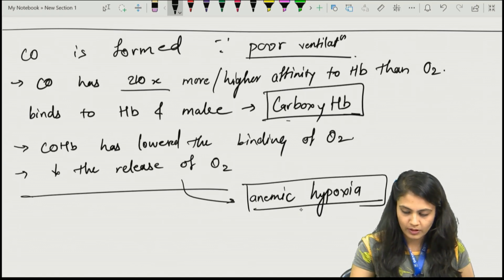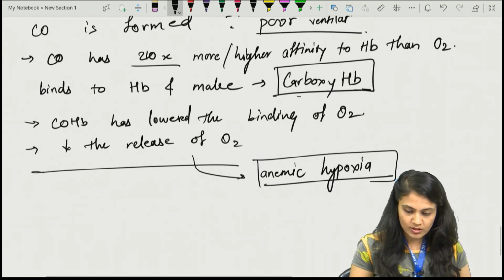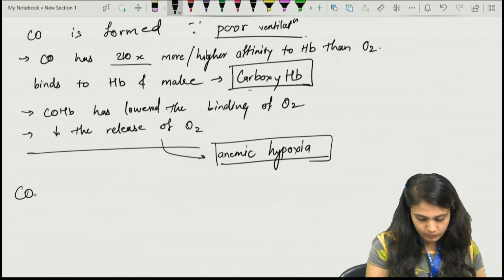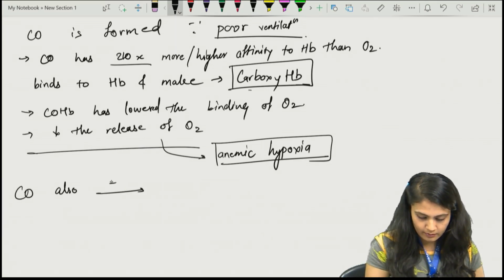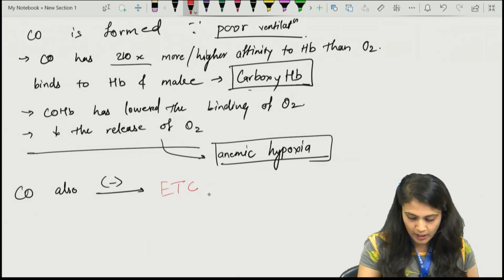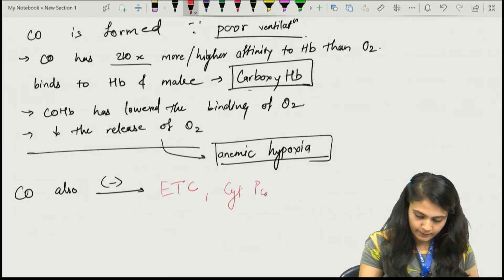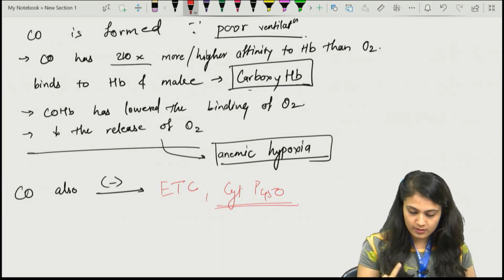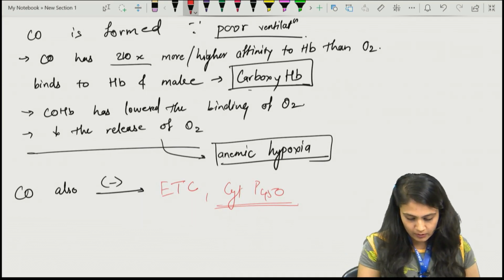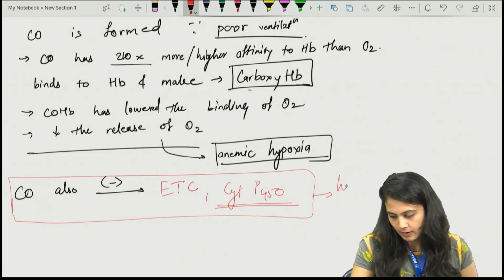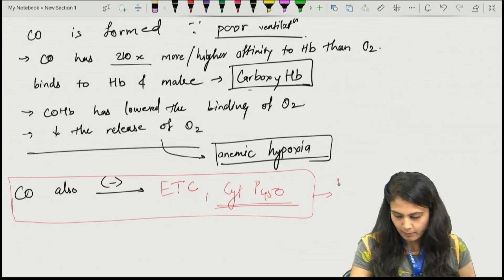This is the main mechanism whenever CO is there in the environment and binds to the hemoglobin. CO also has another property. It also inhibits the electron transport chain and cytochrome P450. What happens if it inhibits the ETC and cytochrome P450? It will cause a type of anemia, histotoxic anemia.